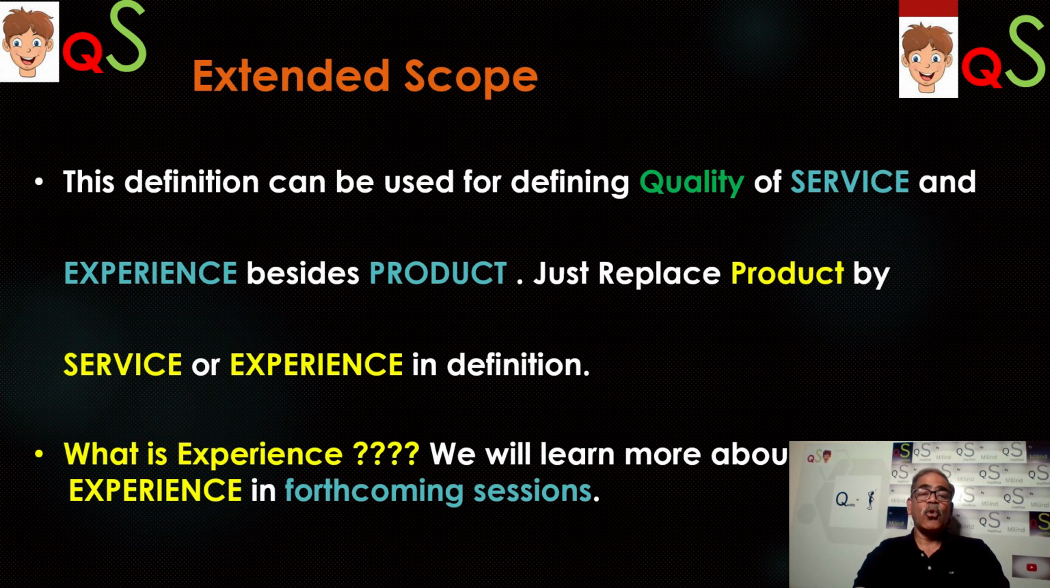So friends, before all this discussion is completed, we must know that we have proposed a definition of quality for any product. However, we can replace product by service or experience, and this definition still holds good. What is experience and how it differs from product and service we'll be discussing in forthcoming sessions shortly. With this, we have reached a first important milestone of defining quality in our journey of quality simplified.